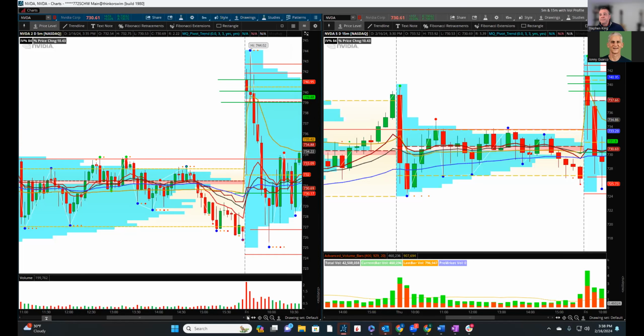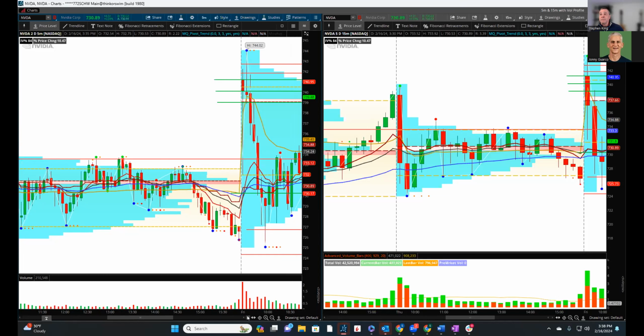Next candle. Okay, well, not great. We're getting rejected by VWAP, right? So this line right here. Now we're getting rejected by VWAP, but I'm okay because I know that I won't lose a full R. So so far I've been able to do my job, right?